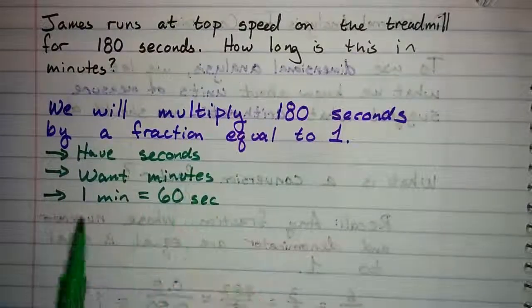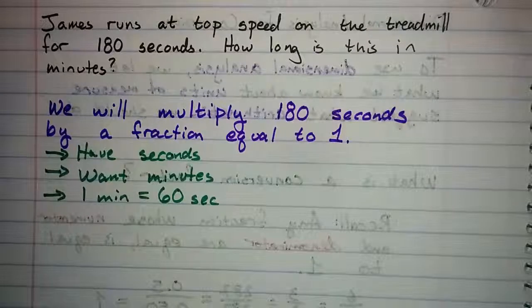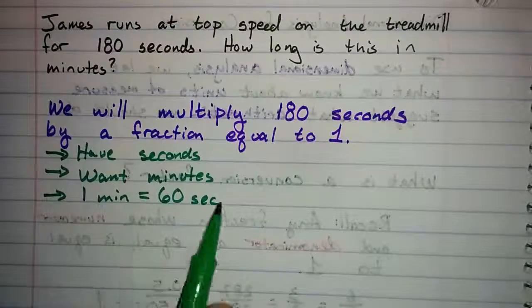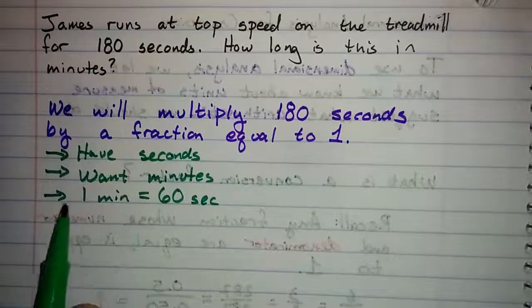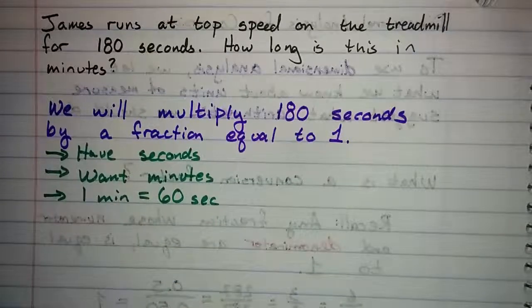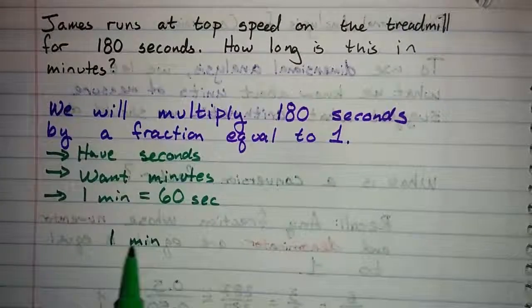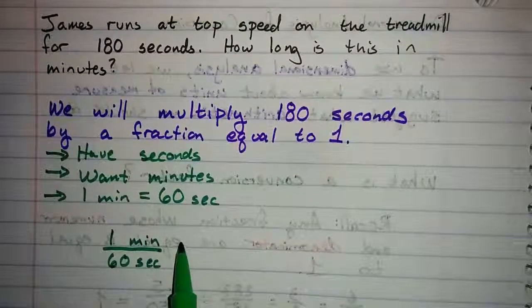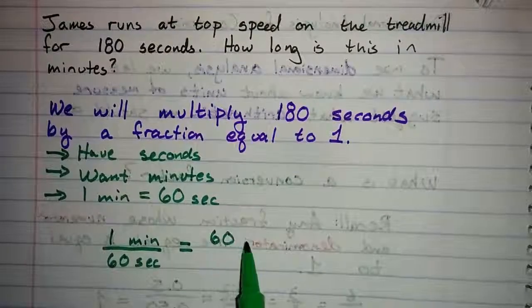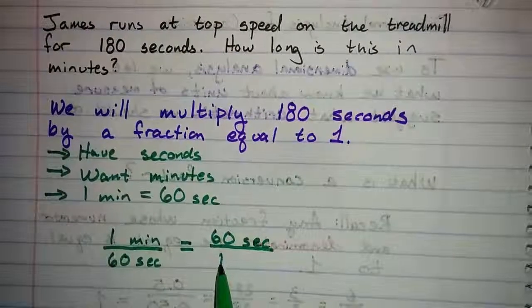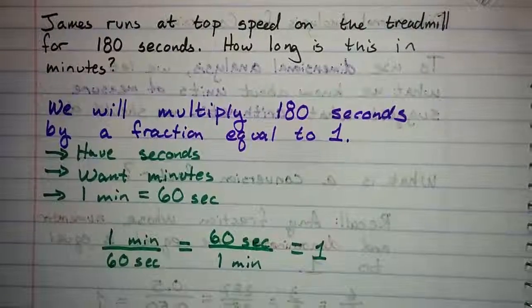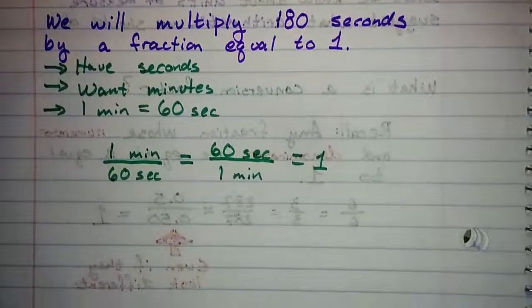You should be aware of all of these relationships for time. 1 minute is 60 seconds. 1 hour is 60 minutes. 1 day is 24 hours. 1 week is 7 days. There are two fractions equal to 1 that come from this fact. They are 1 minute over 60 seconds, or 60 seconds over 1 minute. We need to choose one to multiply by. This is where the dimensional analysis comes in.